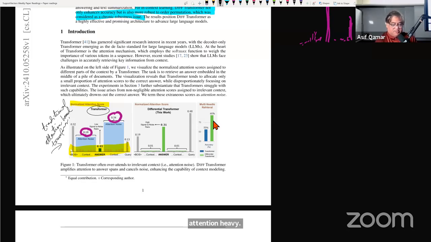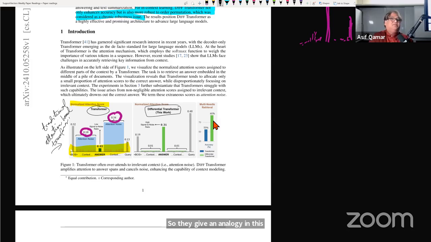Transformer. This one is their innovation. And as you can see, the answer stands out quite dramatically, and you can see the noise suppression. So they give an analogy in this paper, which is quite apt.